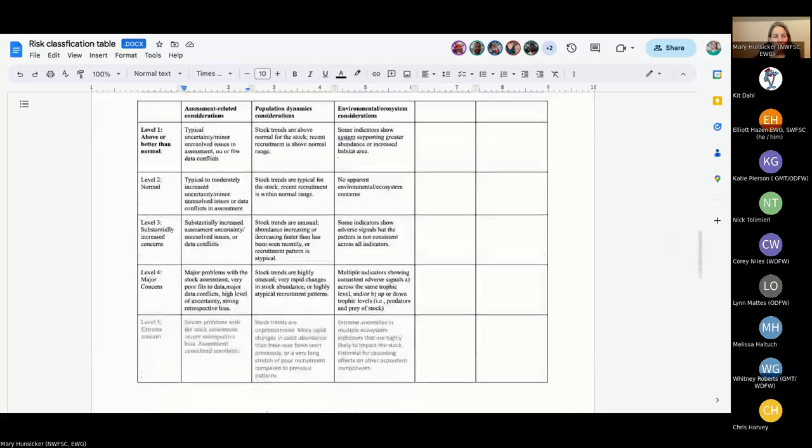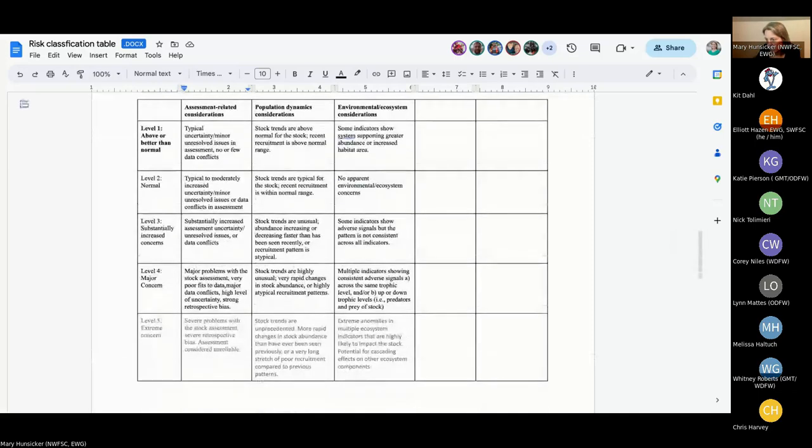So now I'll just step through the risk table, so we're all on the same page about our discussion today in terms of revising this table. The Alaska Center originally had, I think, four different tiers on the left column, starting from level 2 to level 5. So they had normal, substantially increased concerns, major concerns, and extreme concerns. They decided that four levels was too many, and so they reduced that to 3 levels, level 2 through 4.